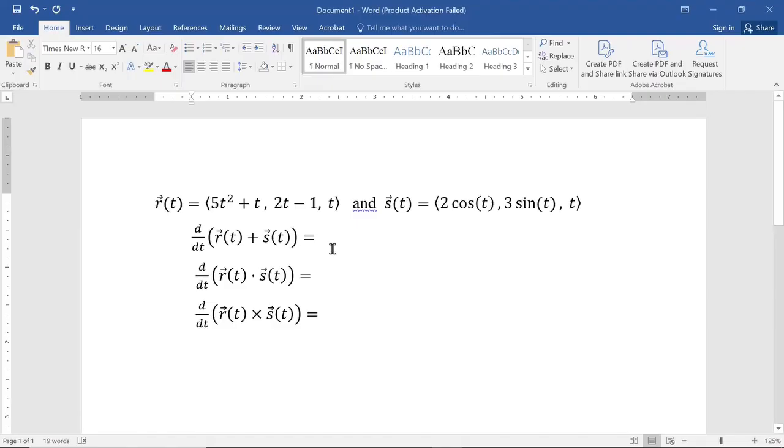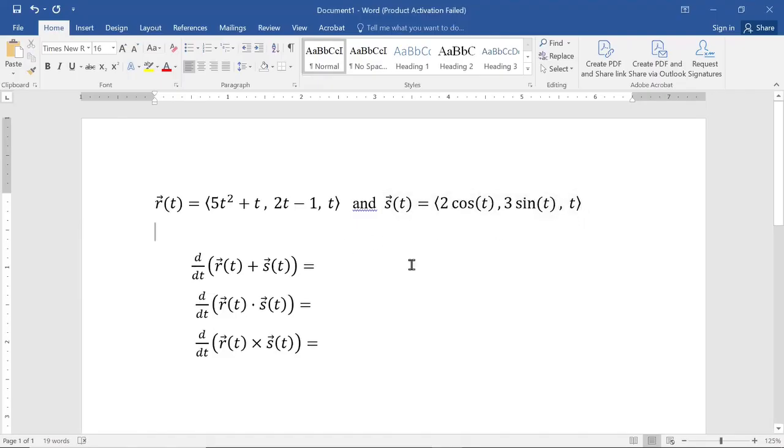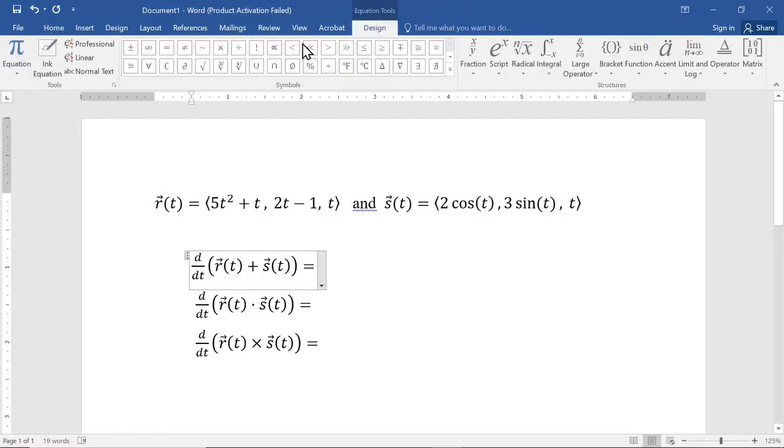All right, so we have our R and our S like we had before. Since we've already taken the derivatives of those, I think I will utilize that. I'll utilize what we've done before.